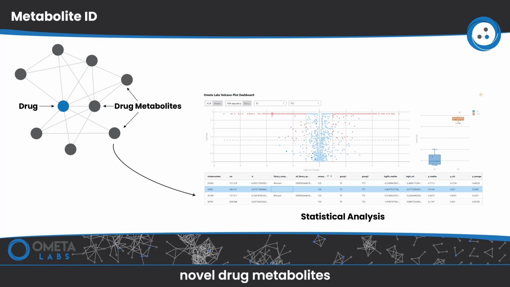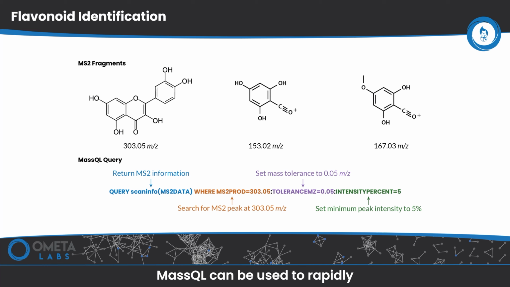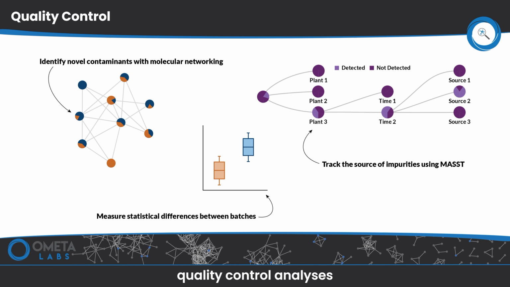So what can you do with Ometa Flow? You can use it to identify novel drug metabolites, without any prior knowledge of all the potential biotransformations of that drug. Molecular networking can identify metabolites that are structurally related to your target drug, while downstream statistical analysis can pinpoint which of those metabolites are upregulated under certain conditions. MassQL can be used to rapidly identify novel flavonoids by searching for specific chemical substructures that are shared by flavonoid classes. Ometa can be used to perform quality control analyses across product batches to identify novel contaminants, measure their differences between batches, and even track the source of contamination.